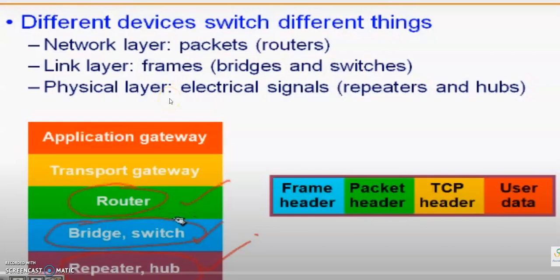The network has so many layers. When the user wants to send data to another computer, the data first reaches the application layer, then the transport layer. The transport layer mainly deals with establishing connections between computers, and then the network layer has the router devices.